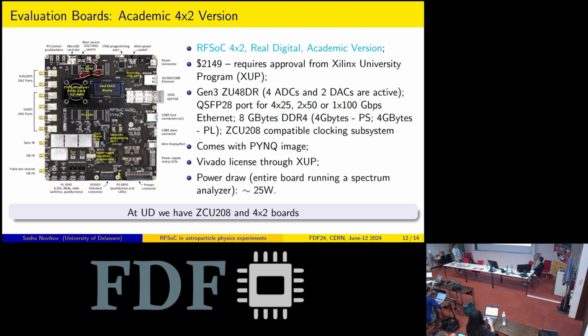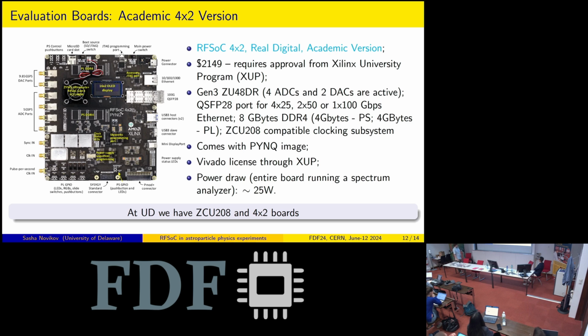It has a Gen 3 chip, which has 8 ADCs and 8 DACs, but only 4 ADCs and 2 DACs are actually active, physically connected to the SMA connectors. They have a bunch of memory and interfaces, etc. And it already comes with a PYNQ image, so you literally just upload this image on an SD card and start working with it right away.